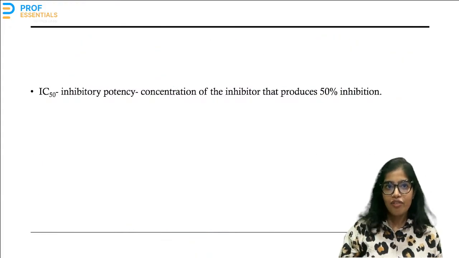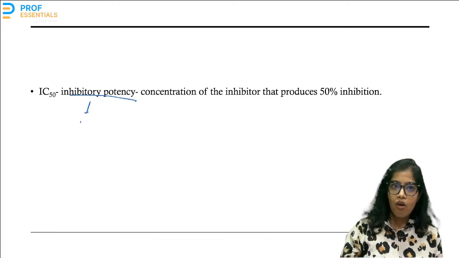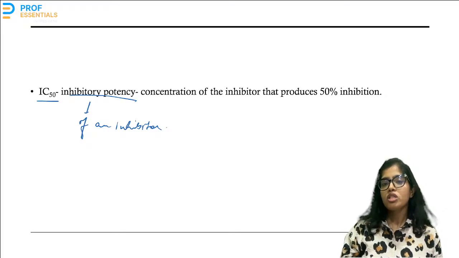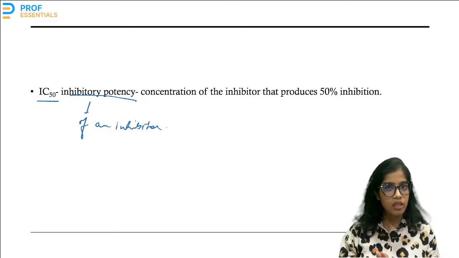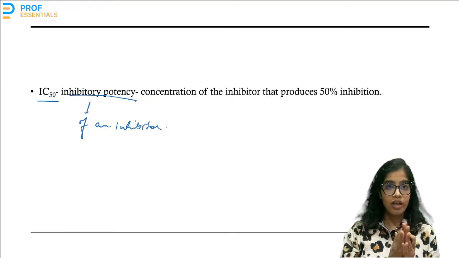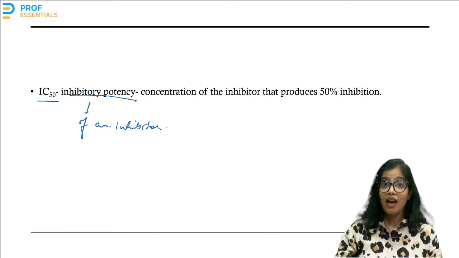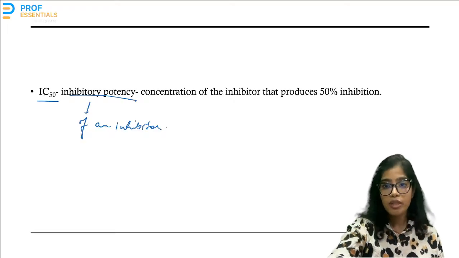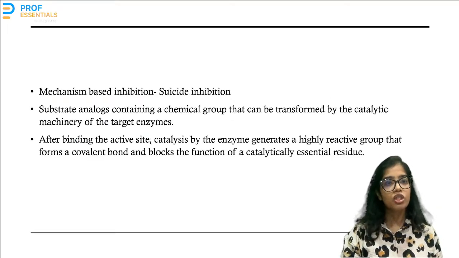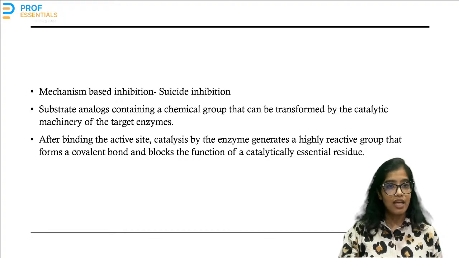What is IC50? It is the inhibitory potency of an inhibitor. How potent an inhibitor is, is measured by IC50. It is the concentration of the inhibitor that produces 50% inhibition in the reaction. The concentration of the inhibitor that decreases the rate of the reaction by 50%, that reduces the rate of the reaction by half.